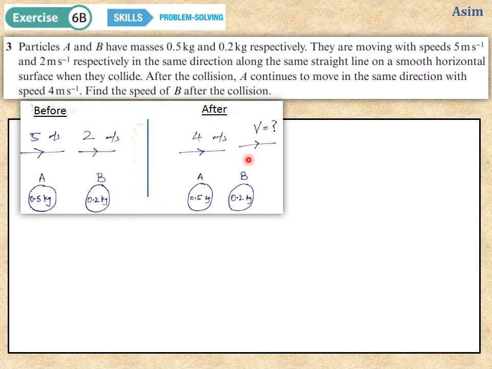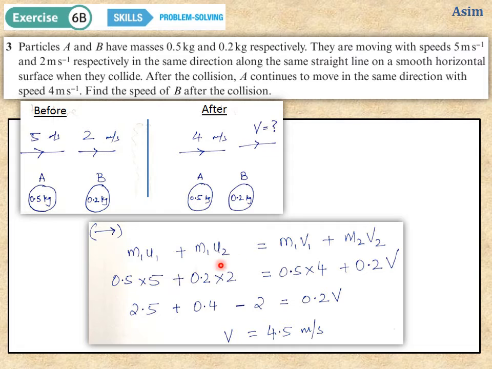Now let us take the formula. This is the formula for momentum: mass into velocity. Initial mass into velocity, and you have to be very careful that you mention in the exam that you're taking this direction as positive. So mass is 0.5, and velocity is 5.